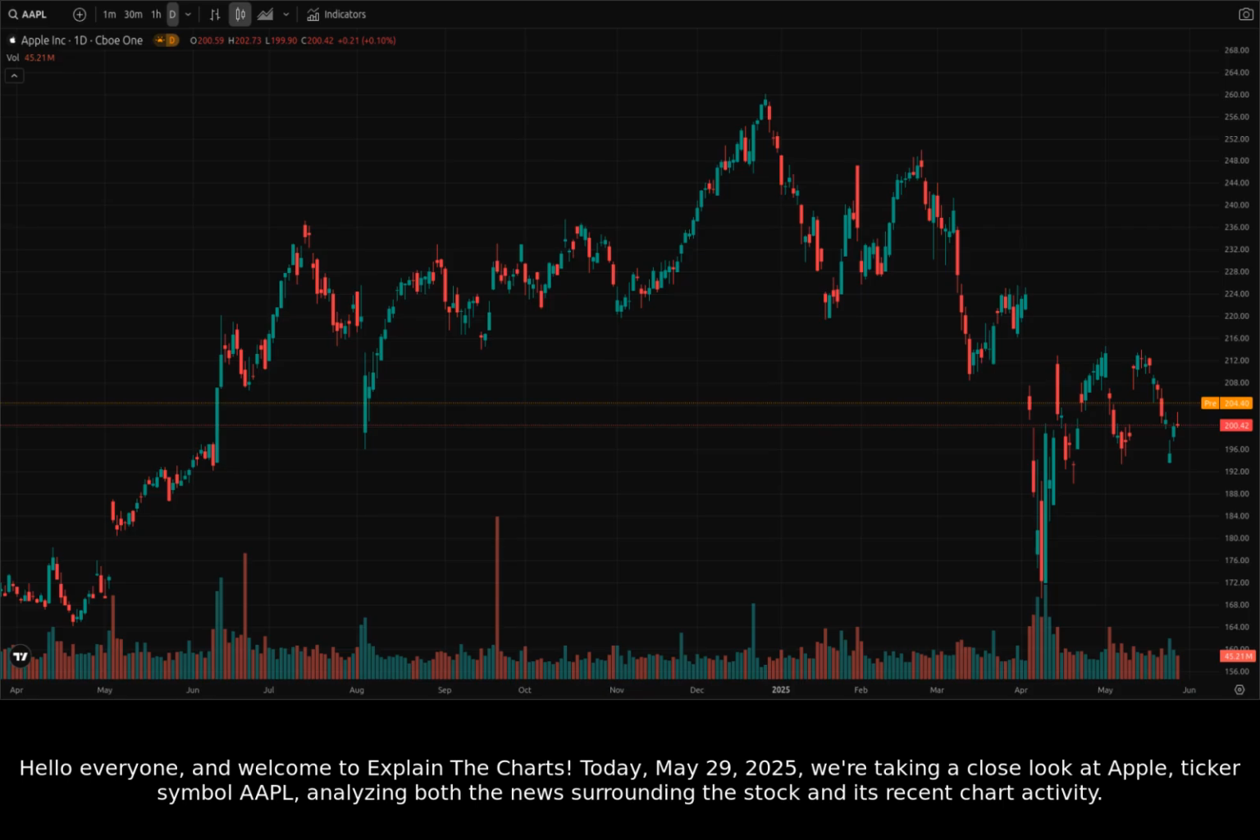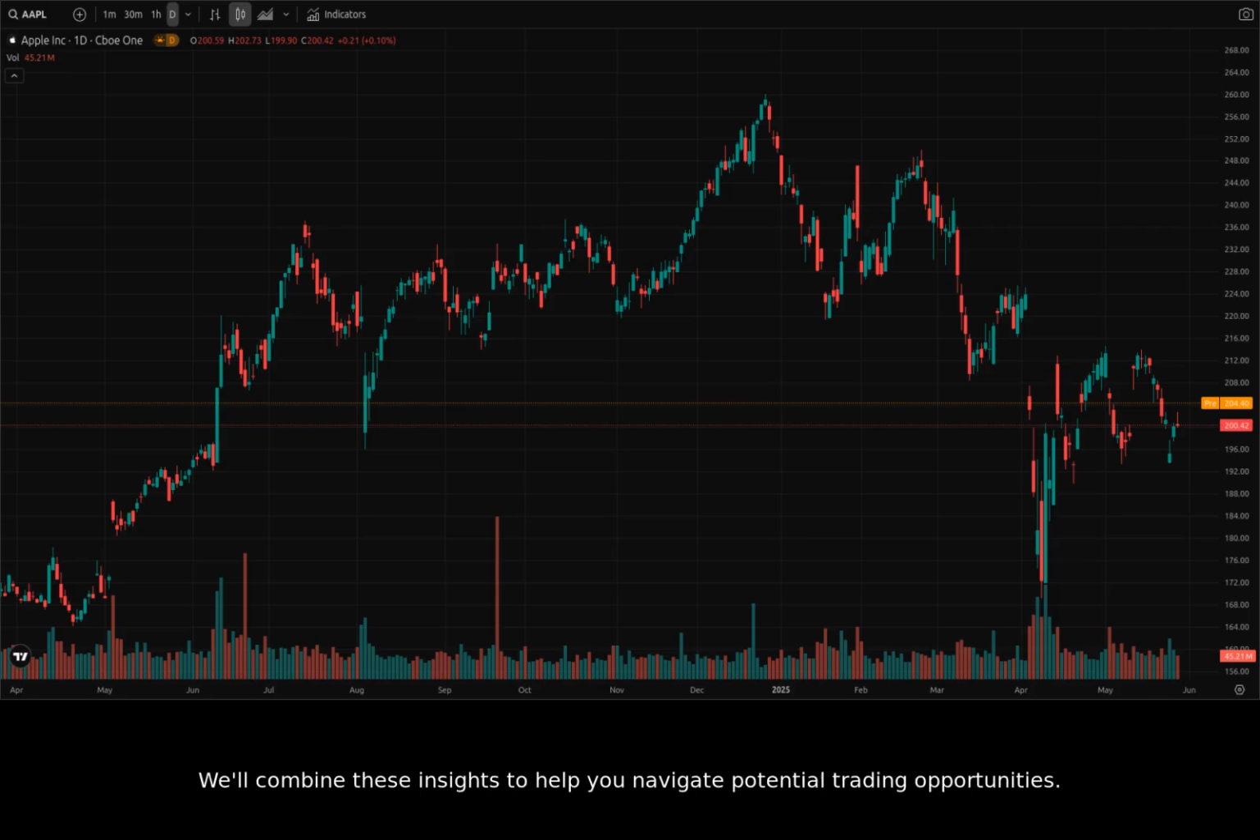Today, May 29th, 2025, we're taking a close look at Apple, ticker symbol AAPL, analyzing both the news surrounding the stock and its recent chart activity. We'll combine these insights to help you navigate potential trading opportunities. Let's start by recapping some key news items.